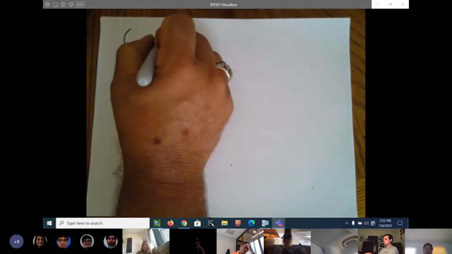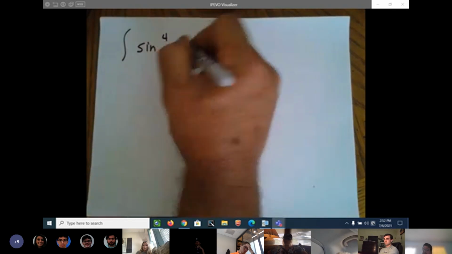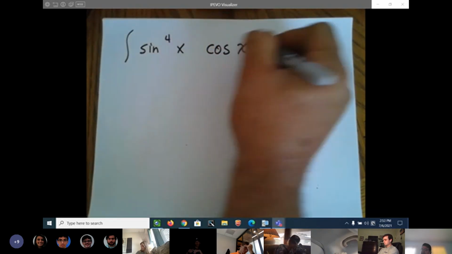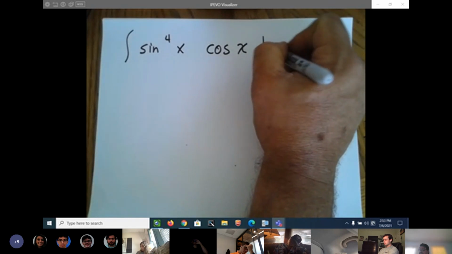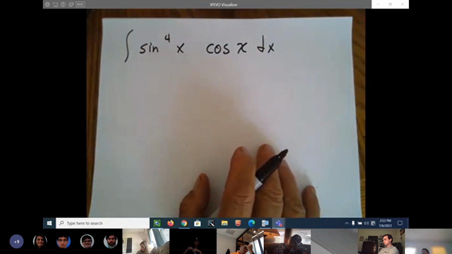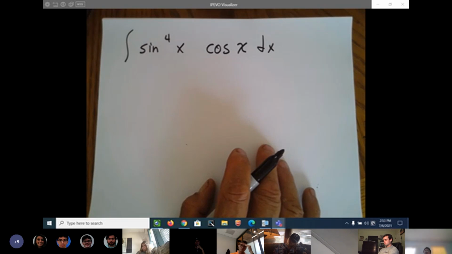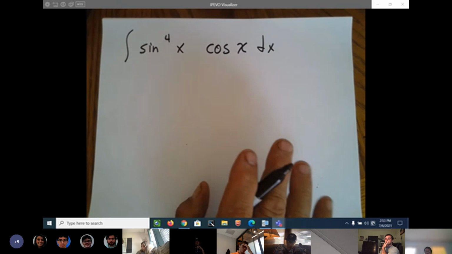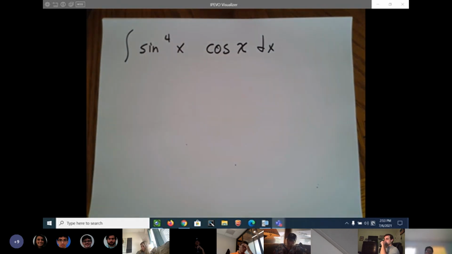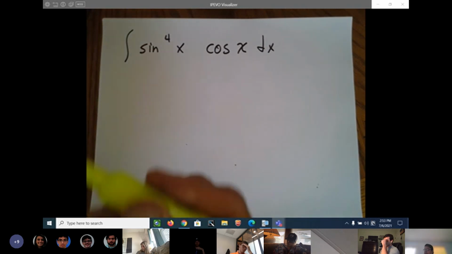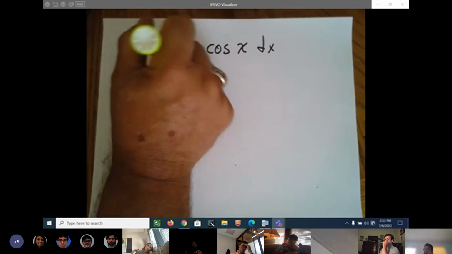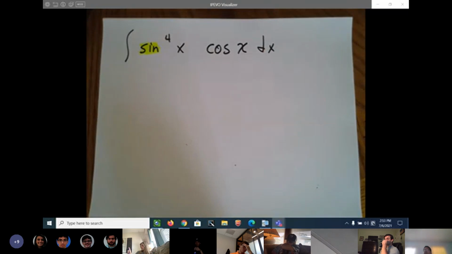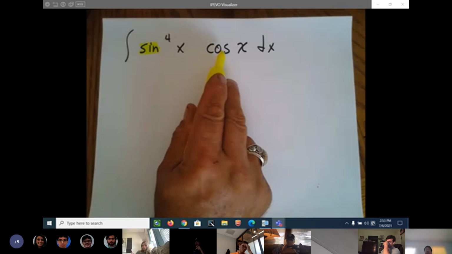Sine to the fourth power of x times cosine of x dx. Now, in this case, you're thinking about trig function derivatives. Usually, not all the time, but usually, you're going to make this guy the start of the function, you're going to make him u, because most of the time, this guy is going to be the derivative.